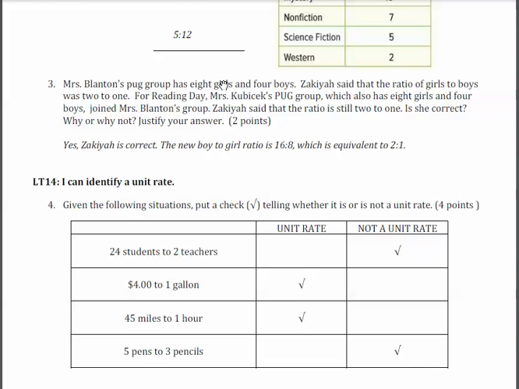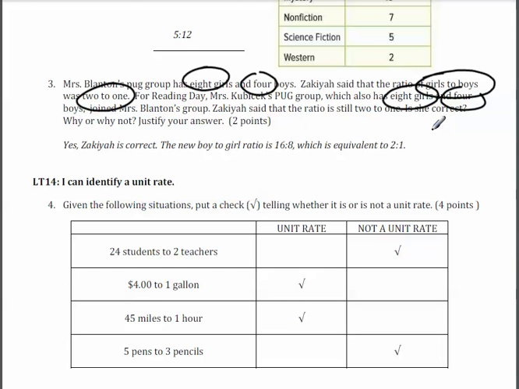Number 3, Miss Blanton's group has 8 girls and 4 boys. Zacchaeus said the ratio of girls to boys was 2:1. For reading day, Miss Kubasek's group, which also has 8 girls and 4 boys, joined Miss Blanton's group. Zacchaeus said the ratio is still 2:1. Is she correct? Why or why not?